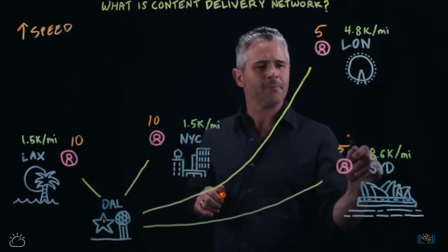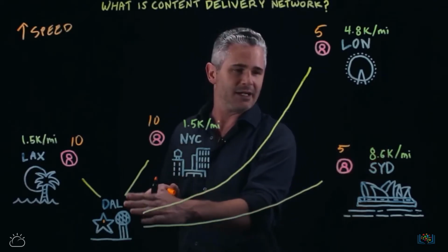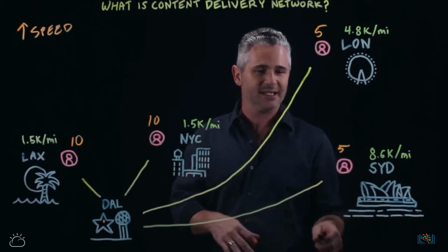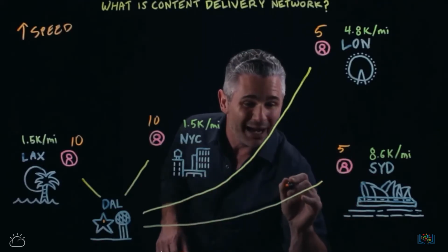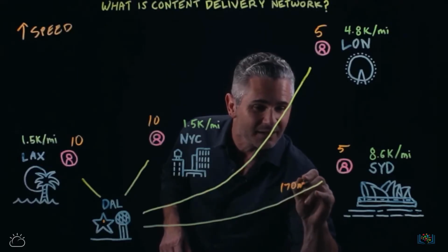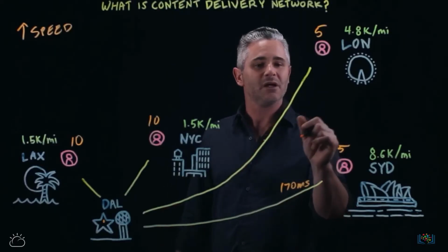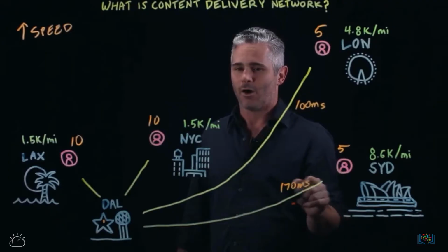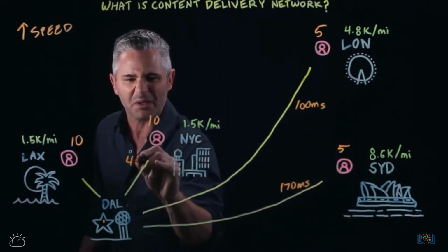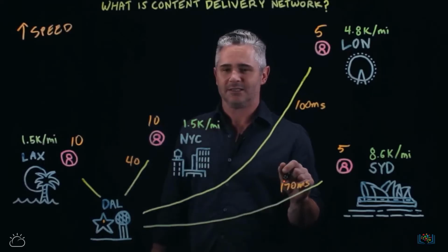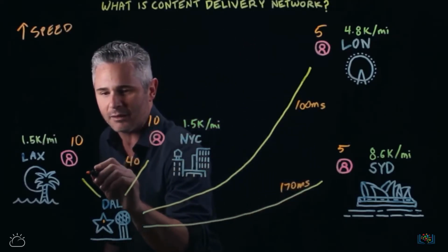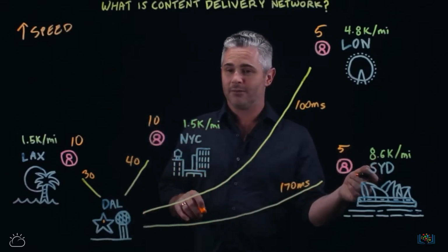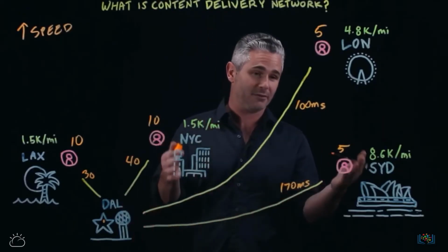They make a request to the website. They've got an 8,600-mile hike to Dallas and then an 8,600-mile hike back. The amount of time that takes is usually measured in milliseconds, and just that round trip might be about 170 milliseconds. For our users up in London, that might be about 100 milliseconds. Our users in New York City can probably experience about a 40 millisecond round trip time, and over in LA, about 30. So as you can see, the further you're away, the longer it takes, ultimately the slower the website will be for you.